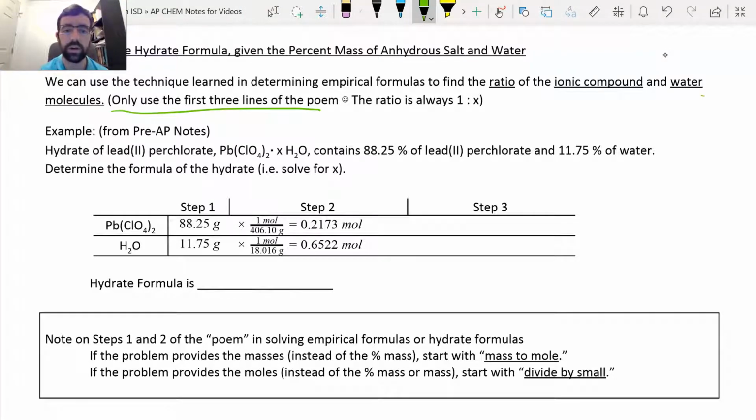We don't know how many waters we have, but we know the percent of lead perchlorate, and we know the percent of water. So we're going to do what we did in empirical formula: percent to mass, mass to mole, divide by small, and we skip that last step. So percent to mass, we turned it into grams down here. Mass to mole, divide by your molar mass to find the number of moles. And then we're going to divide by the smallest number. So it looks like our smallest number is the Pb(ClO4)2. By the way, it is always going to be the ionic compound that's the smaller of the 2 numbers of moles.